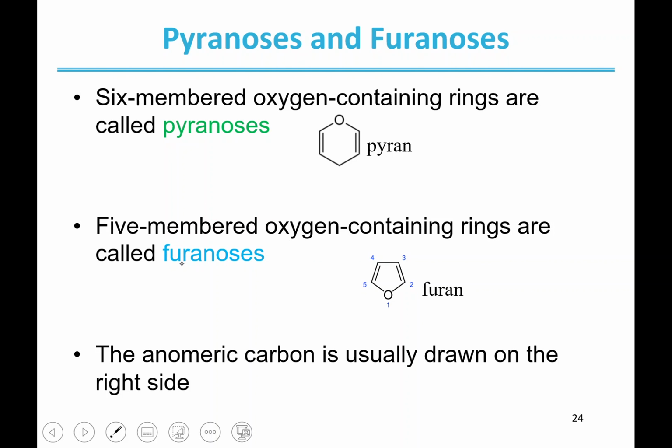Just by convention, the anomeric carbon when we draw these ring forms is usually drawn on the right side. Okay. You can draw it on the left side, but then the whole molecule is sort of flipped around. So you really need to be careful if you're trying to draw these with the anomeric carbon on the left instead of the right.